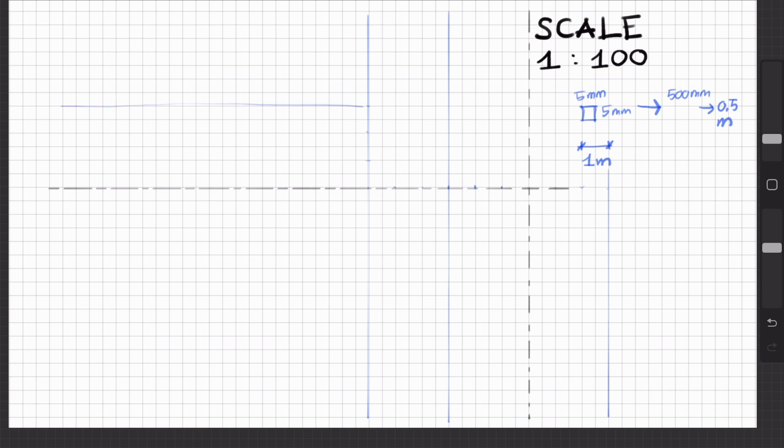Everything is easier now by just following the caro. If I don't use the caro paper, I'll use my ruler. 1 centimeter on ruler is 1 meter in the real world.